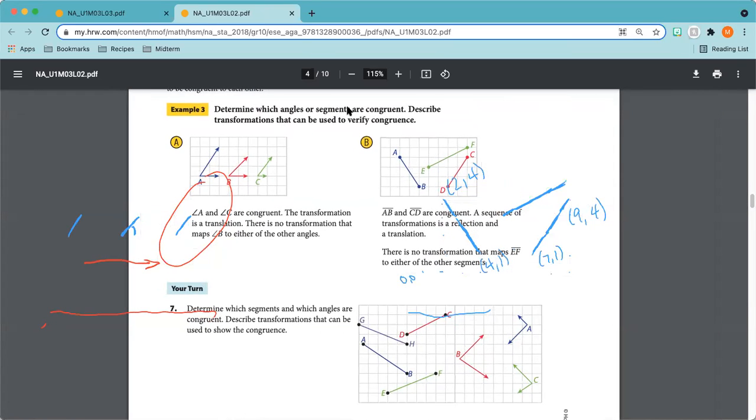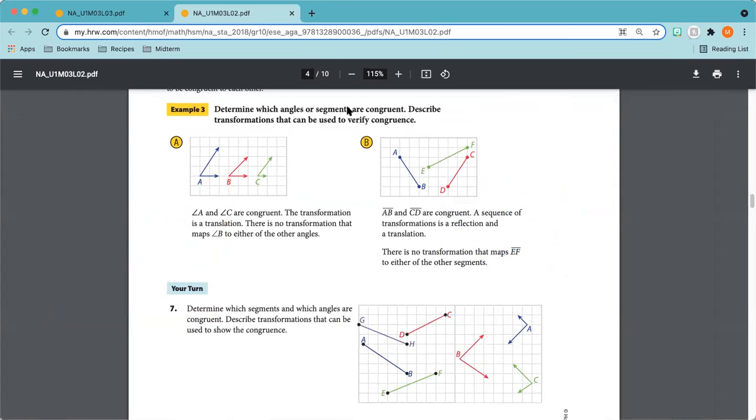And I have to clear everything because. But C looks smaller than A in the first one. It does. And in the angles, right? Yeah, I'm not talking about the arrows. I'm talking about the angles.